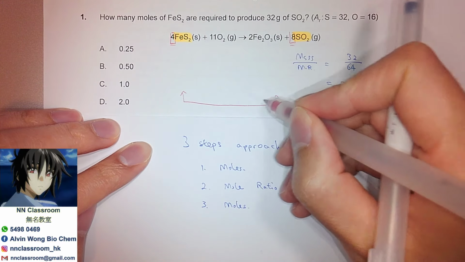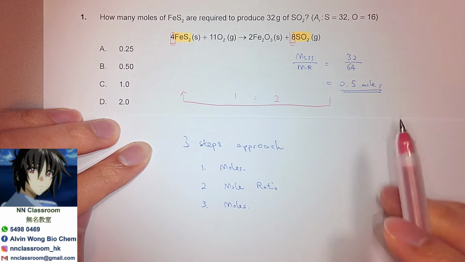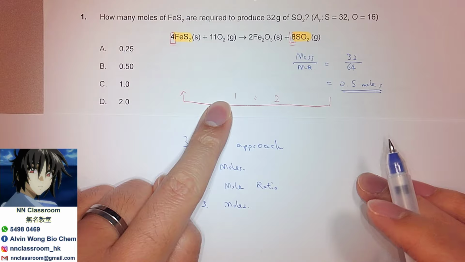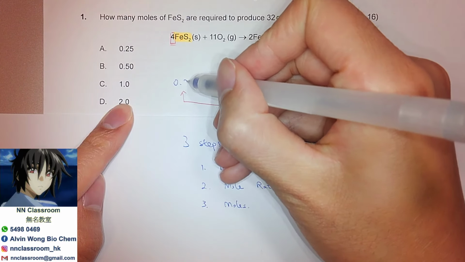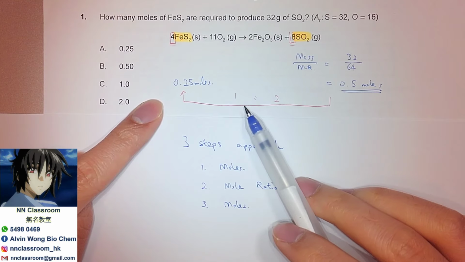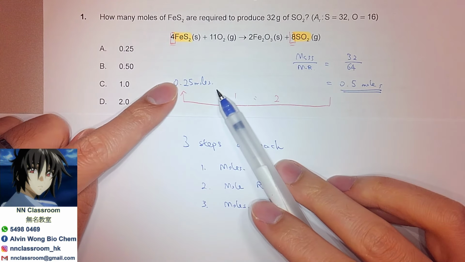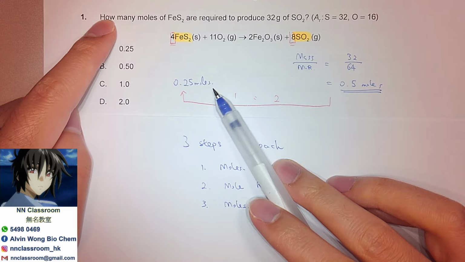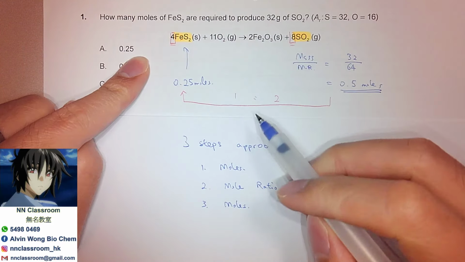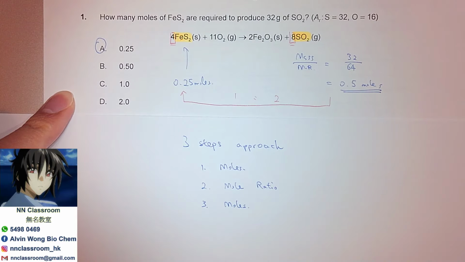So here will be 2 portions to 1 portion. So 0.5 will then be divided by 2, which simply means 0.25 moles. So at the end, we have already arrived at the answer, which is 0.25. Because what are they asking? Just directly the moles of the FeS2. So that's why obviously the answer for this case will be A.